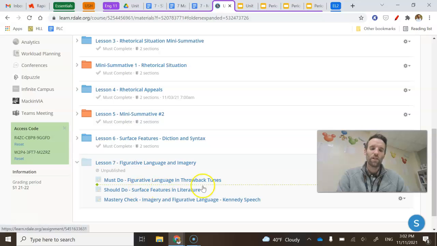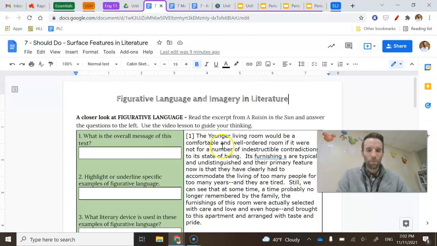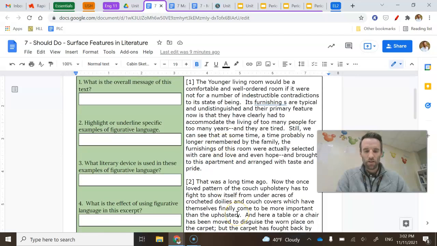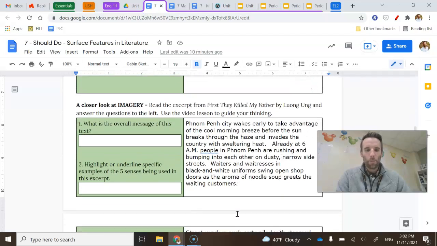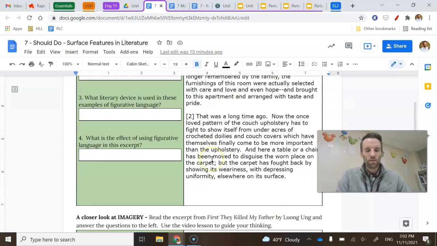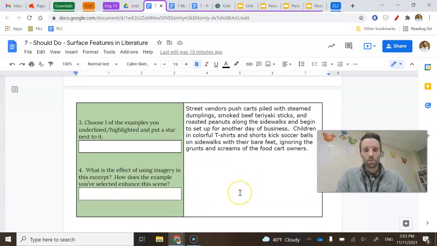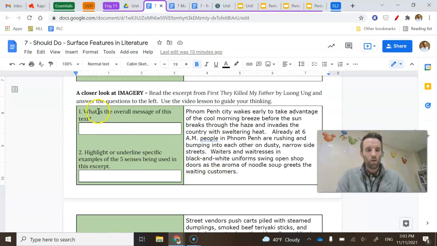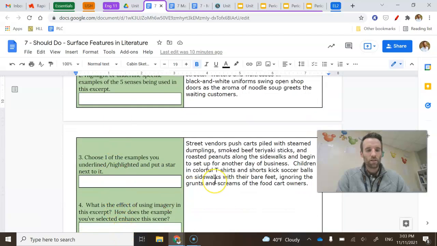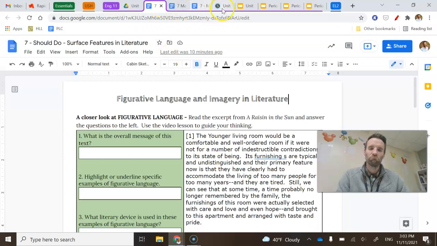The should-do is surface features in literature. And that's just a couple of short excerpts, small text from literature, where you're looking for figurative language in this first one, from Raisin in the Sun. Answer those questions. And then down here, First They Killed My Father. You have a quick excerpt, small part of text from that work, and you answer questions about its imagery over there. That's the should do.